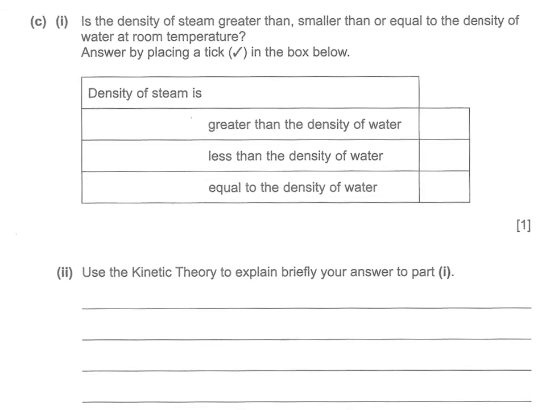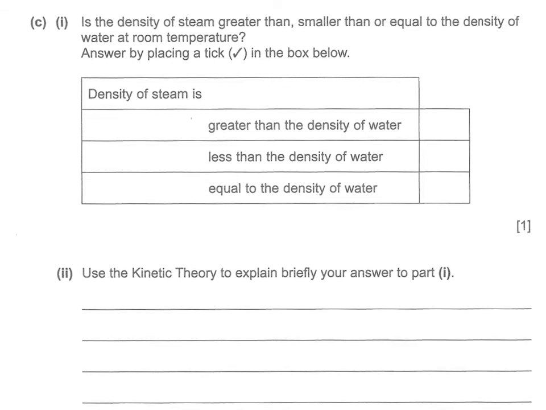Part C then is the density of steam greater than, smaller than, or equal to the density of water at room temperature. Now this is ridiculously easy because clearly water is much more dense than steam, so steam must have a lower density than that of water.